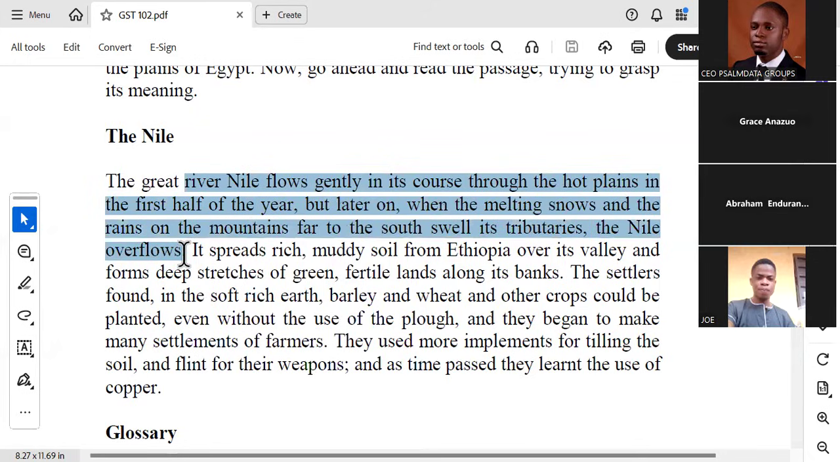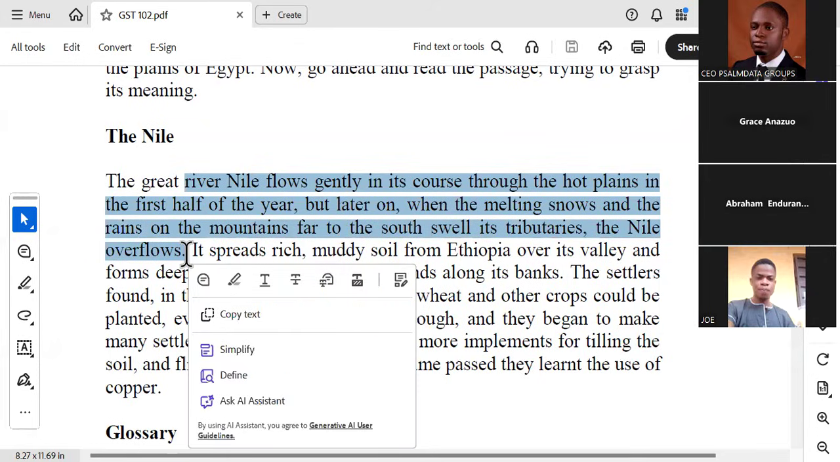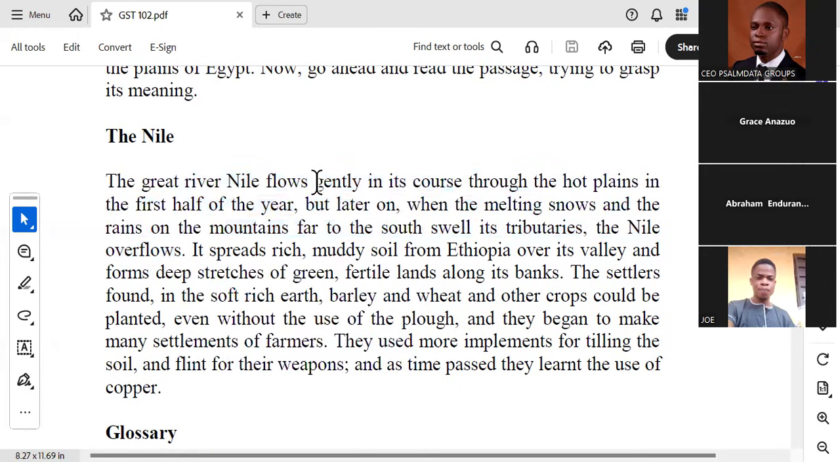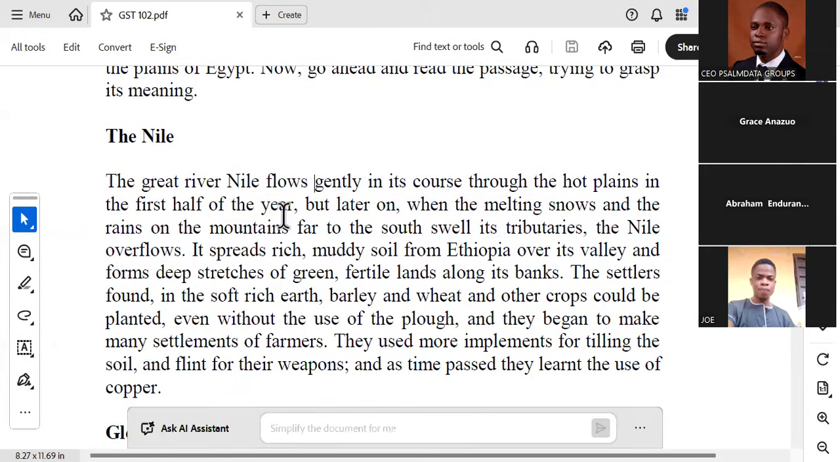What else can we remove? It's not only the "great". We can also remove "gently". You don't need "gently", that is an adjective. We can also remove "hot", the hot plains in the first half. I think that "hot plains" is very important in that sentence. Okay, let's stop.